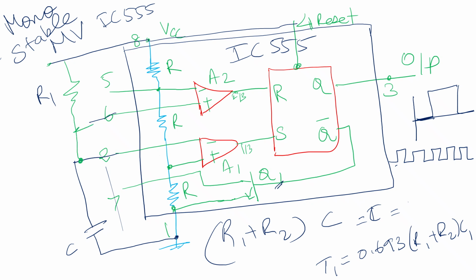And the sixth terminal, the input of this goes from the divider biasing. The second terminal being the triggering pulse. This is the diagram of monostable multivibrator using IC555 timer.